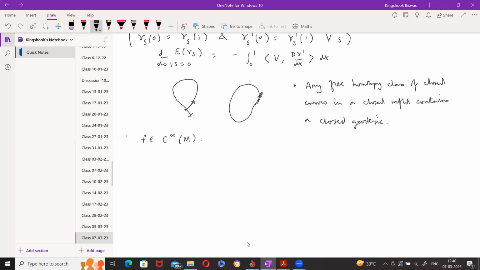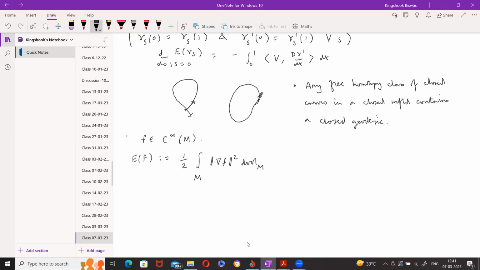Then the energy of f is defined to be half the integral over M of the norm of the gradient vector field squared, with respect to the volume measure on M. Okay. Is the definition clear?